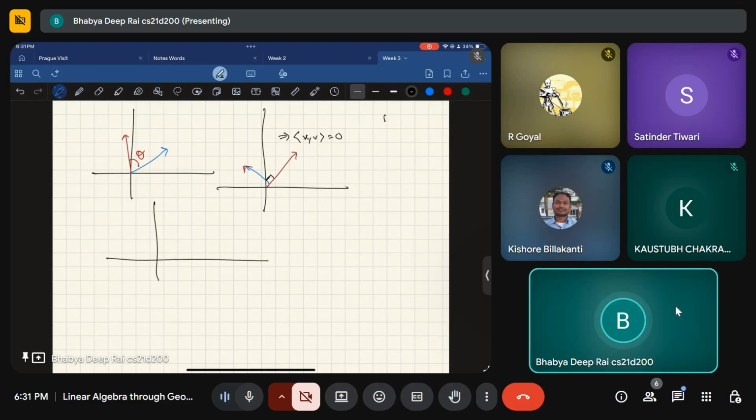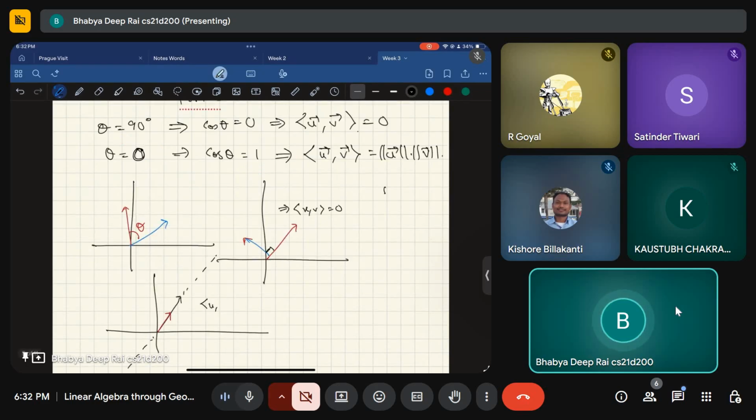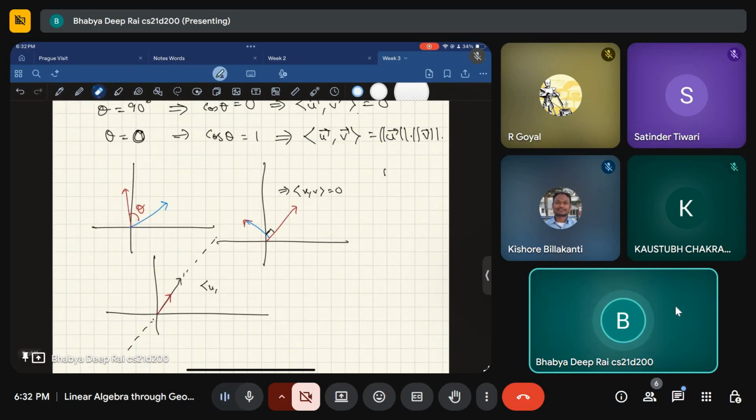So this is what this means, and it will be equal to the product of the norms. I'll come to what the norm is later, but you see that the vectors are collinear. Then the inner product of the two vectors cannot be 0, because if it was 0, then it means they are perpendicular.